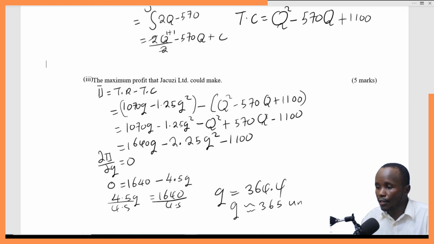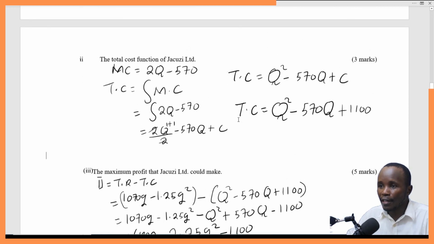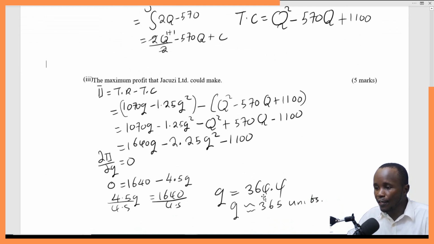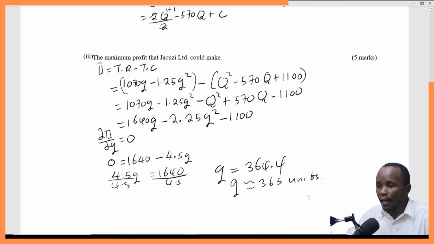And you can say Q is approximately 365 units. Why do I say this? I say this because it's not possible for you to produce a quarter unit. When you're producing, either you get a whole unit or there is no unit. But if you have written 364.4, that one is still okay. So this is what you are supposed to do, because you are told the maximum profit that Jacuzzi could make. Now, sorry, I'm not finished.